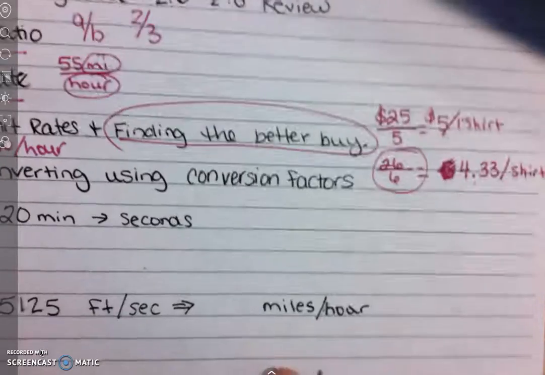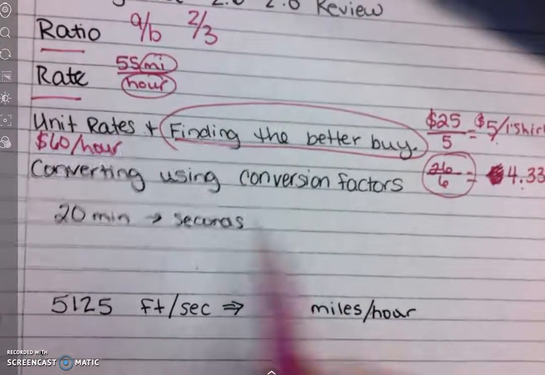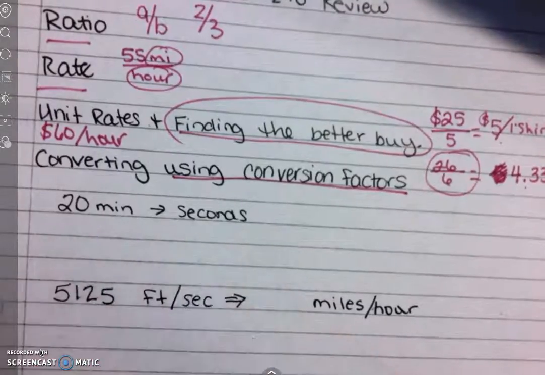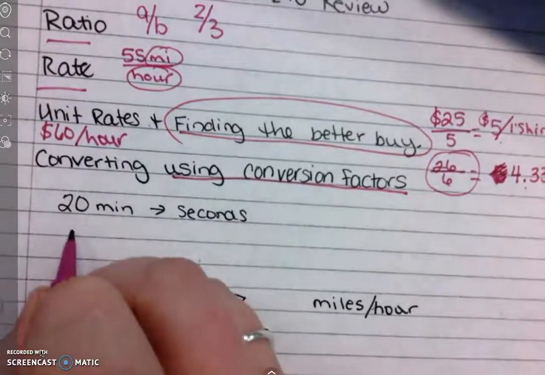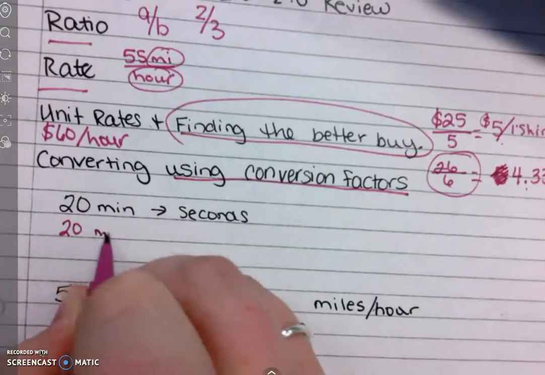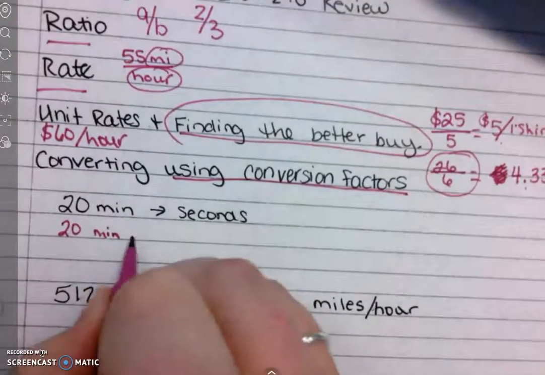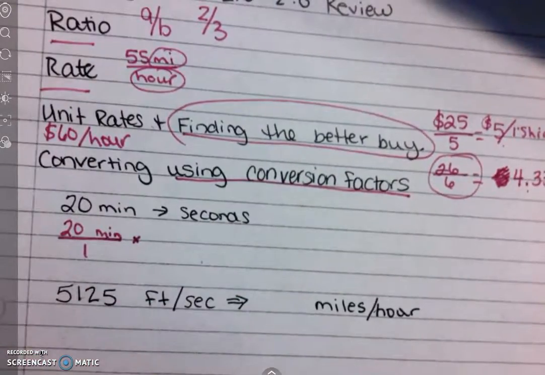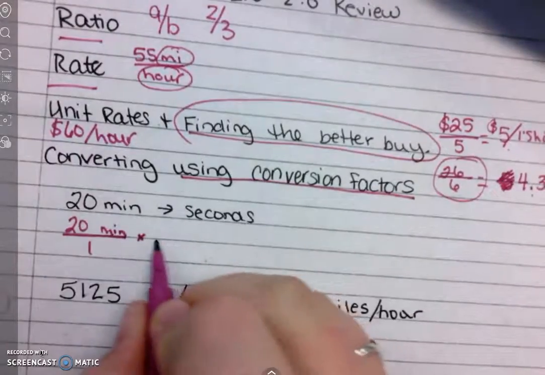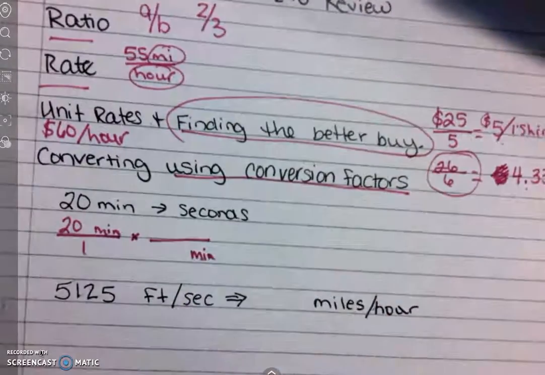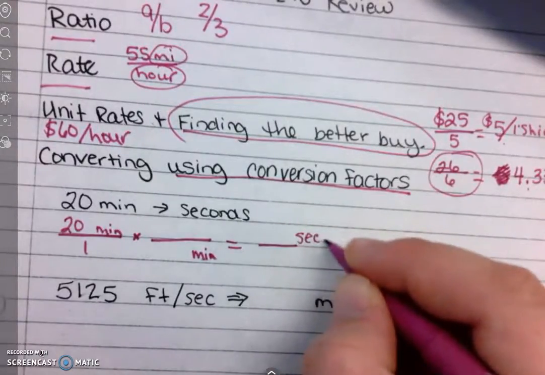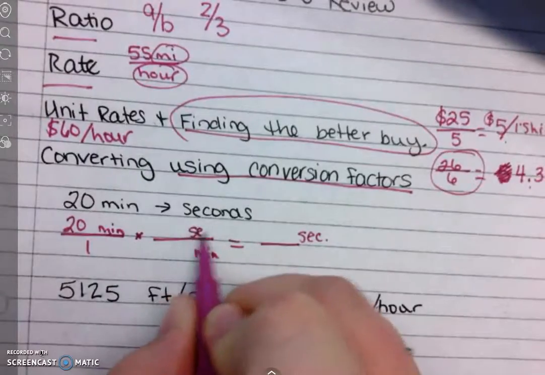Okay, then you're going to have to convert. It's going to say using conversion factors. Yes, some of this might be self-explanatory, but you still need to do it. So 20 minutes, and we want to change it to seconds. Again, I want to multiply. You can put it over 1, right? It's just 20 minutes. I need to get rid of the minutes, so the minutes is going to go down here, and I want what left? Seconds, right? So this right here is going to be seconds.